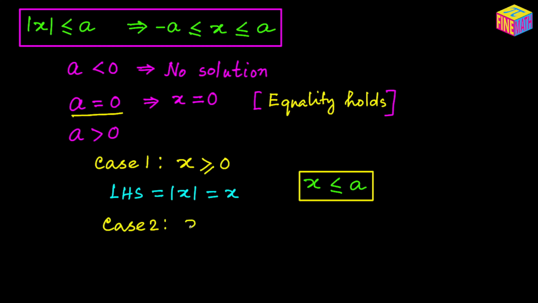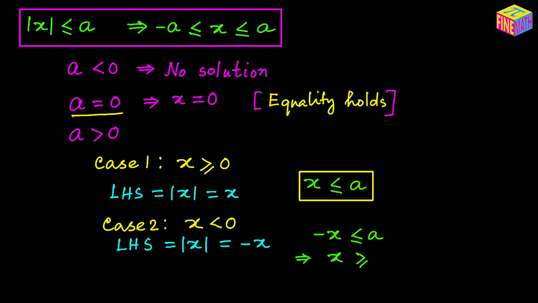Alright, now let's take the second case. In the second case, let's take x as a negative number. If x happens to be a negative number, then what would be the left hand side here? Well, the left hand side has modulus of x, and that will be equal to negative x, because x is a negative number. So from the original inequality we can say that in this case negative x is going to be less than or equal to a, and if you multiply both sides by negative 1, then x is going to be greater than or equal to negative a. We are multiplying both sides by negative 1, so the inequality sign will flip. So here we see that x will be greater than or equal to negative a.